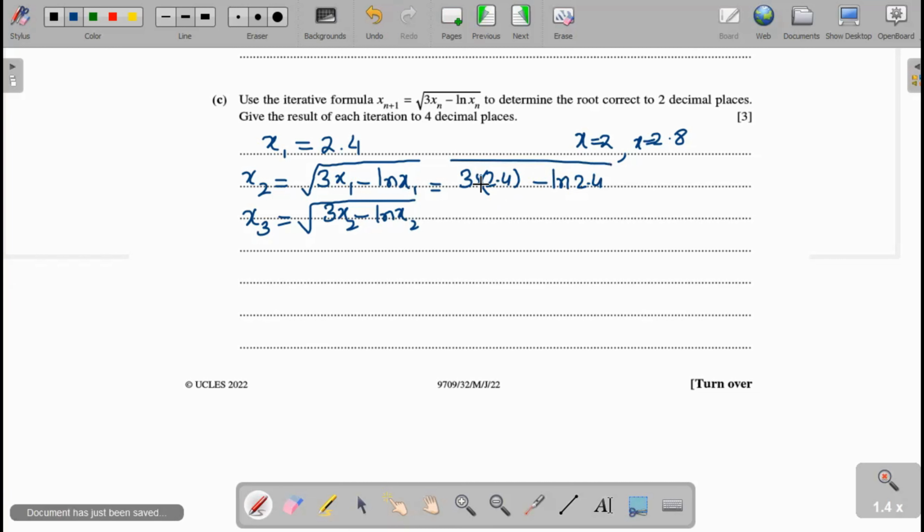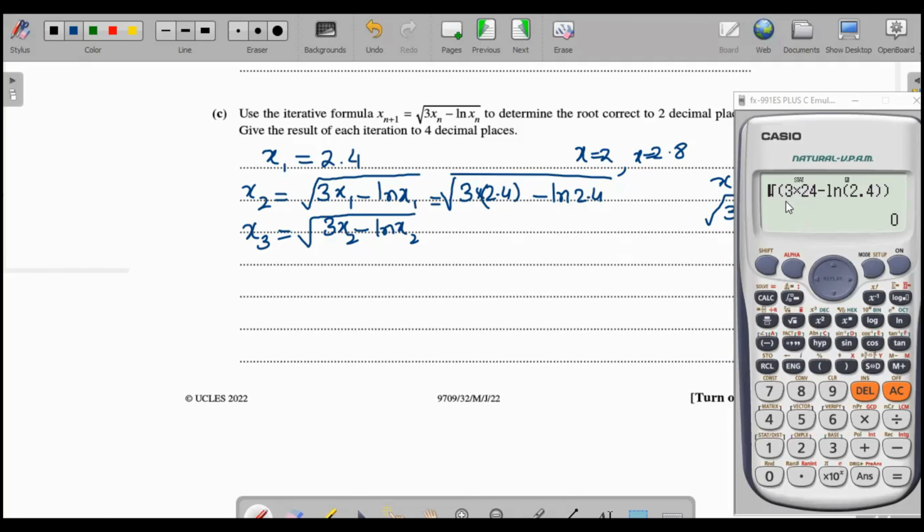Now this value in the calculator we can calculate by making a formula. In the calculator we put x equal to 2.4, and that value is considered as the answer. After this we put in the calculator 3 into answer minus ln answer, and that's the square root.